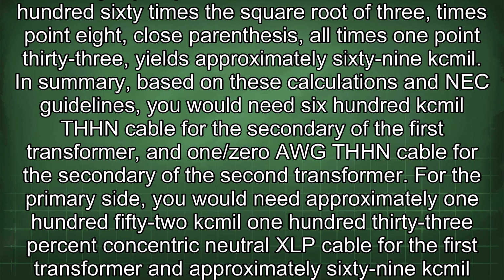In summary, based on these calculations and NEC guidelines, you would need 600 kcmil THHN cable for the secondary of the first transformer, and 1/0 AWG THHN cable for the secondary of the second transformer. For the primary side, you would need approximately 152 kcmil 133% concentric neutral XLP cable for the first transformer and approximately 69 kcmil 133% concentric neutral XLP cable for the second transformer.